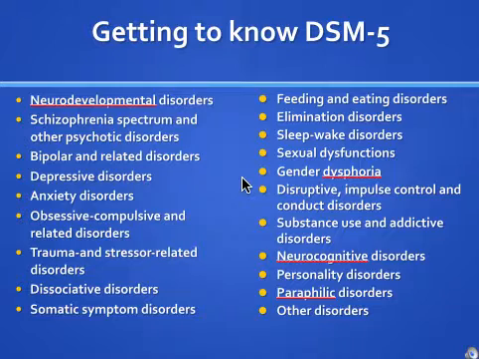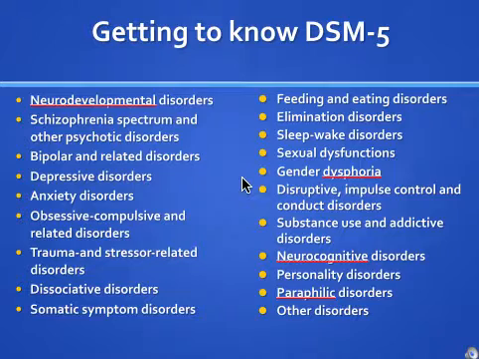Bipolar and related disorders include, obviously, bipolar disorder, which comes in two forms, 1 and 2, but also some related disorders such as cyclothymic disorder. Depressive disorders are pretty much what they sound like, though you can also find things here such as disruptive mood dysregulation disorder, sometimes criticized for being temper tantrum disorder.